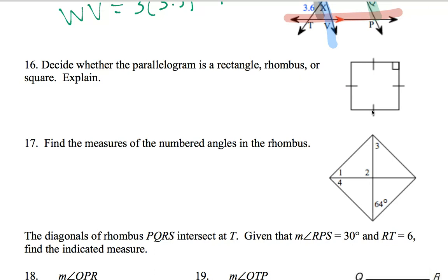Decide whether the parallelogram is a rectangle, a rhombus, or a square. Remember, a rhombus has 4 congruent sides. Check, it has that. A rectangle has 4 right angles, which means we only need 1. Okay, if that's 90, opposite angles are congruent. And then these are supplementary. So if one's 90, they're all 90, which means it's both a rhombus and a rectangle, which makes it a square.